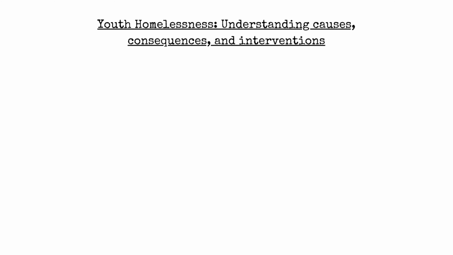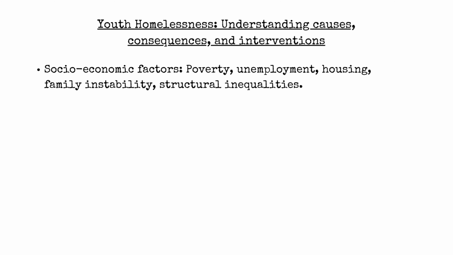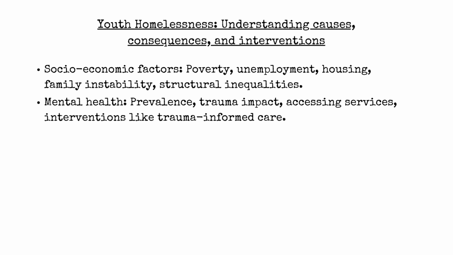So say we were looking at the topic of youth homelessness and examining the causes, the consequences and interventions. This literature review might have a section on socio-economic factors that contribute towards youth homelessness, such as poverty, unemployment, housing affordability and family instability. It would review the key theories and the empirical findings related to the relationship between things like socio-economic disadvantage and homelessness among young people, as well as debates surrounding structural inequalities and systemic barriers. So that would be your section on socio-economic factors. That is one of your key themes.